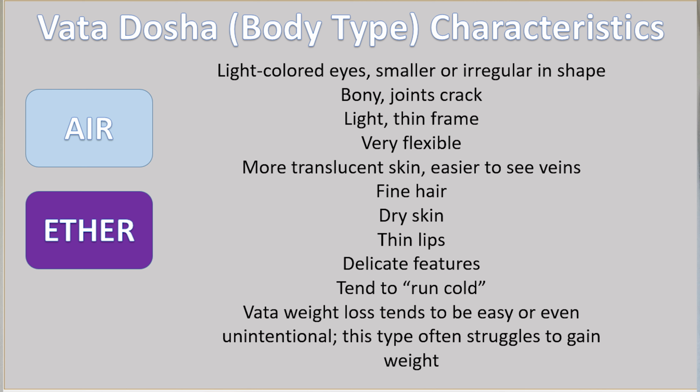So as I've said, Vata is comprised of air and ether. If you remember the qualities that we talked about regarding air and ether, you will find those qualities in the characteristics that you see listed on your screen. So light-colored eyes, small or irregular in shape, bony joints that crack, light thin frame, very flexible, translucent skin, dry skin, thin lips, delicate features, tend to run cold, loses weight easily, and so on and so on.